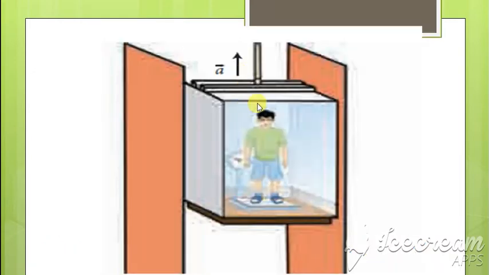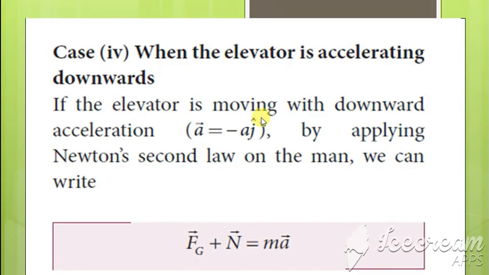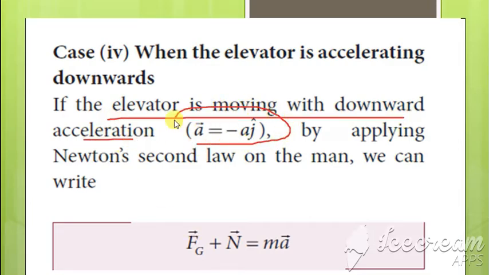So this is a diagram which represents the lift which is moving in the upward direction. When it is moving in the upward direction, it has a constant acceleration a. Clear? Then next is when the elevator is accelerating downwards. If the elevator has downward acceleration, then it can be written as minus j cap. Why is it so? Because it is in the downward direction, the negative y axis, so minus a.